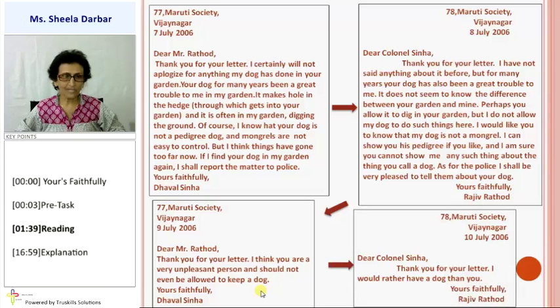Answer to that letter: Dear Colonel Sinha, thank you for your letter. I would rather have a dog than you. Yours faithfully. So see, when Mr. Sinha says you should not keep a dog, this gentleman goes to the extent of saying that I'd rather have a dog as companion than a person like you as my neighbor. So see how very unpleasant both of them are.